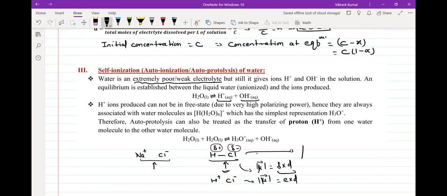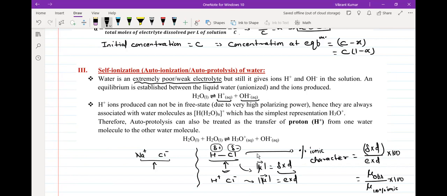So that's why, when they ask you the percentage ionic character, even if it is predominantly covalent in character, we write delta into D, which is the observed or actual dipole moment, upon E times D into 100. तो इसी को हम लोग लिखते हैं mu observed upon mu 100% ionic into 100. That is when we are talking about ionic nature in a covalent compound, ठीक है.